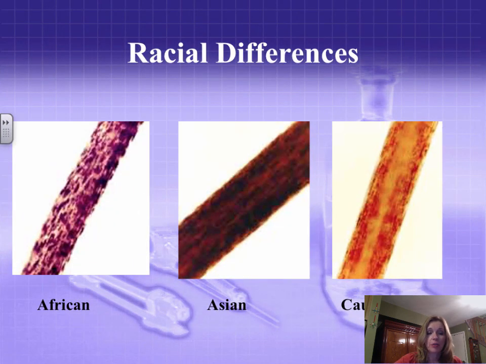Another way to look at different types of hair is to look at racial differences amongst hair. And the 3 major races of hair that have been delineated are African, Asian, and Caucasian. If you're Hispanic, you're kind of a mixture of African and Caucasian.